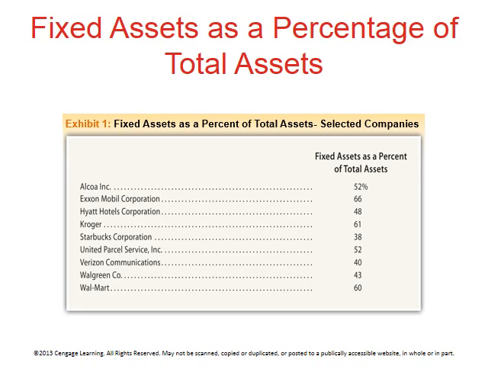This is a big number on the balance sheet. So if we look at ExxonMobil, for instance, fixed assets are 66% of the total assets on the balance sheet. So this is a big number. It gets a lot of exposure.